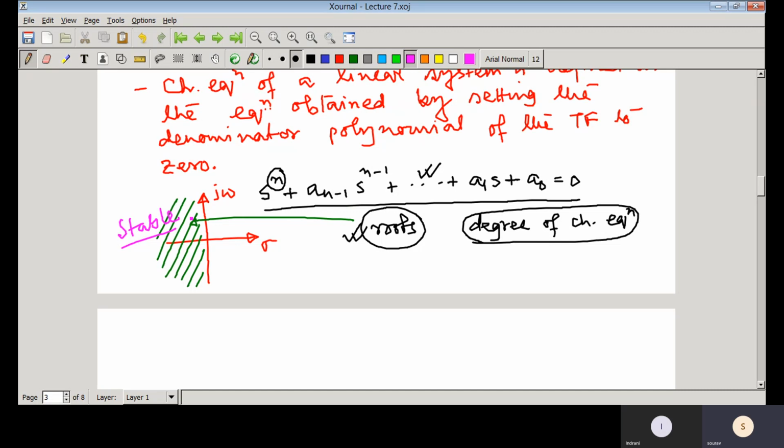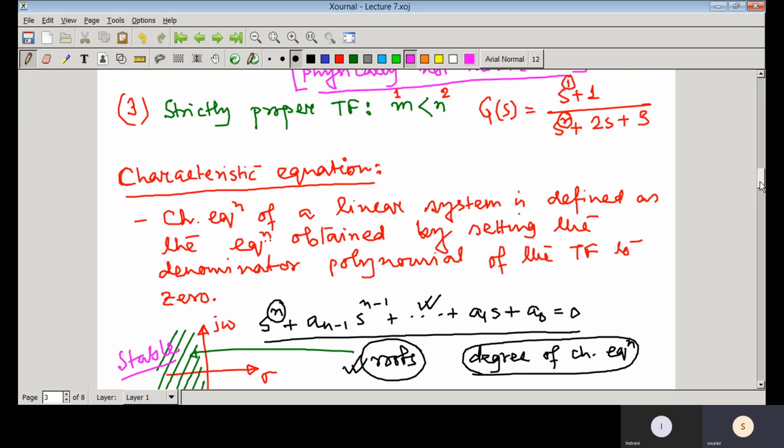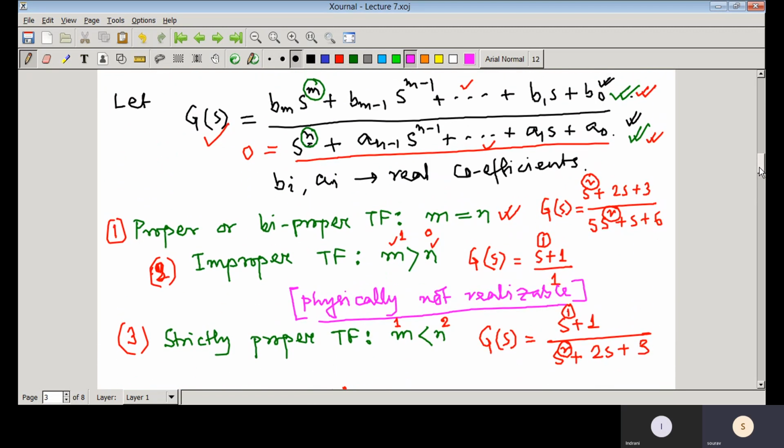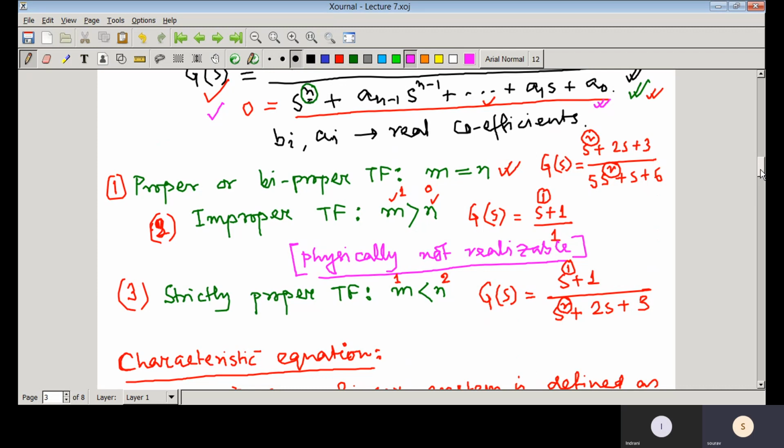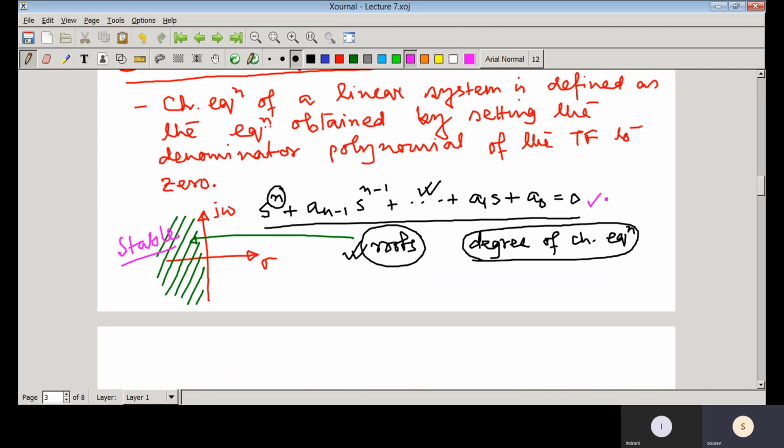So what is characteristic equation? Whenever you have a transfer function, you just write the denominator polynomial equal to 0. Then you find the roots of that polynomial, and if the roots lie in the open left half of that complex plane, then the system is stable. And another definition is, you find the maximum degree of that polynomial. So the maximum degree is n.